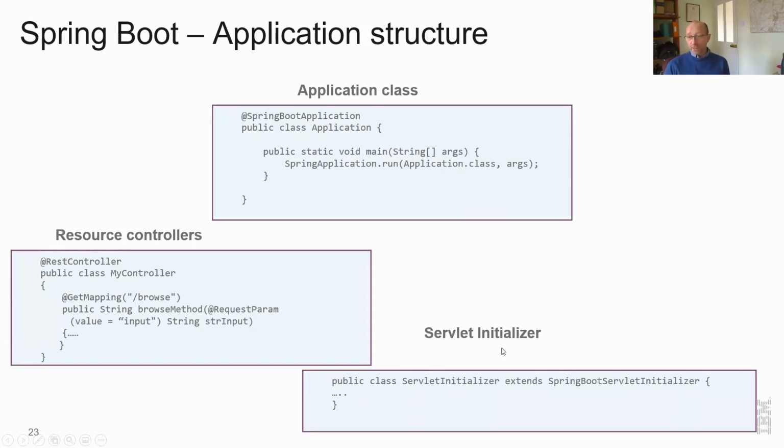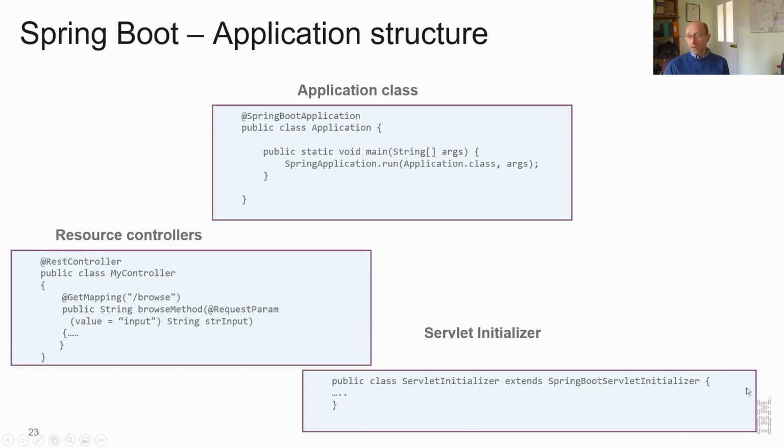Then we have the servlet initializers. This is generated code, and that generated code extends the Spring Boot servlet initializer, which is the Spring Boot initialization component, and uses a Spring application builder to register the class as a configuration class of the Spring Boot application, enabling you to package your application as a WAR.